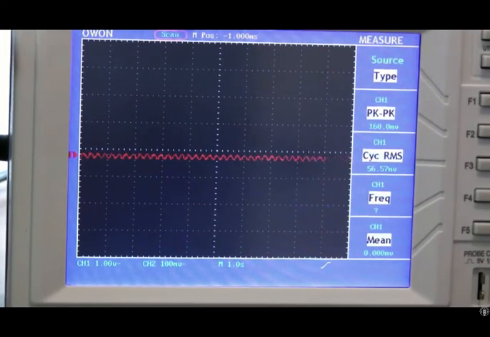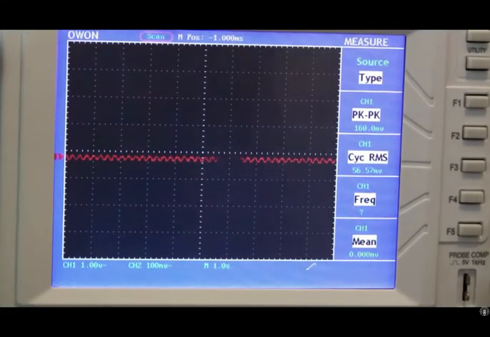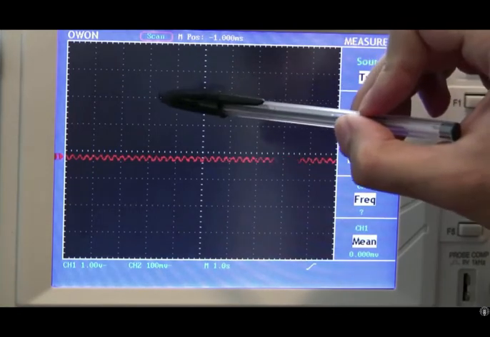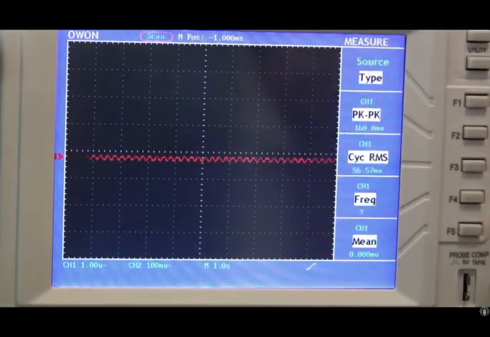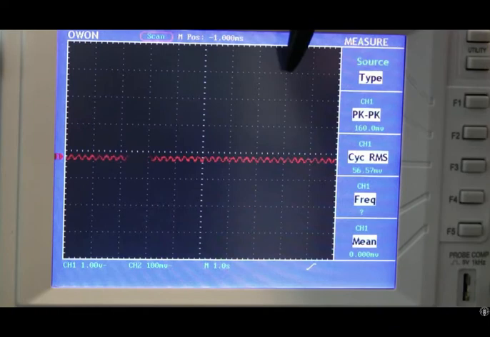So now that you have your probe clipped onto a part of your circuit, you should see some sort of signal on the screen. Now let me explain what you're seeing. The screen is evenly divided up into little squares or divisions. Each division represents a certain number of volts on the vertical axis. On the horizontal axis, each division represents a certain number of milliseconds or microseconds.